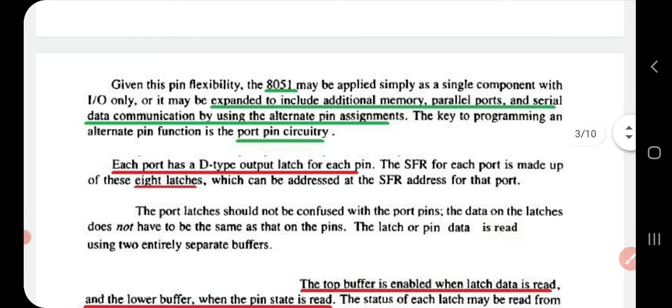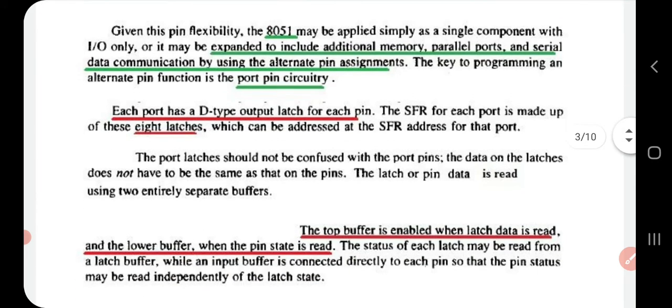But it is a common fact that the 8051 possesses pin flexibility. Because of that reason itself, the 8051 can be expanded to include additional memory, parallel ports, and serial data communication by using alternate pin assignments. Now, the key to programming an alternate pin function is the port pin circuitry, which we will discuss now.